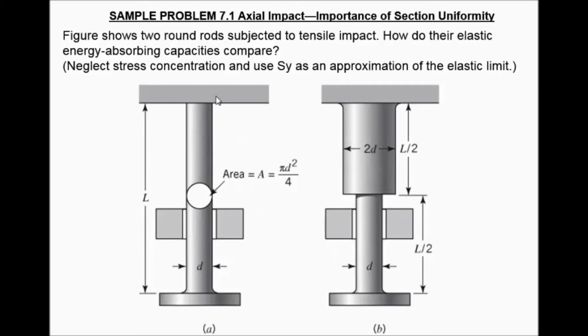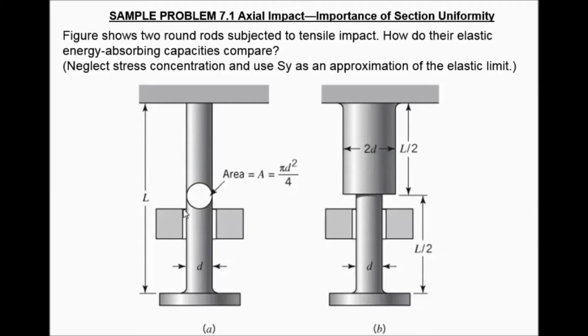We can see this one is uniform all the way down with a diameter of d. This one changes about halfway down, L over 2. The top half is twice the diameter of the bottom half. The bottom half is the same in part B as it is in part A, but the upper half of part B is twice the diameter of the rod in part A.